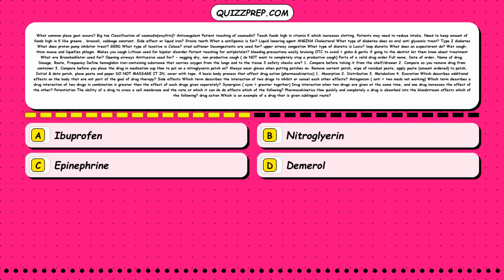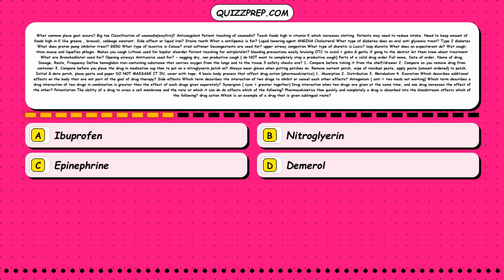The 3 safety checks are: 1. Compare before taking it from the shelf or drawer. 2. Compare as you remove the drug from the container. 3. Compare before you place the drug in the medication cup. How to put on a nitroglycerin patch: always wear gloves. Remove the current patch, wipe off residual paste, apply the ordered amount of paste to the paper, initial and date it, and place it on the skin. Do not massage it in. Cover with tape.